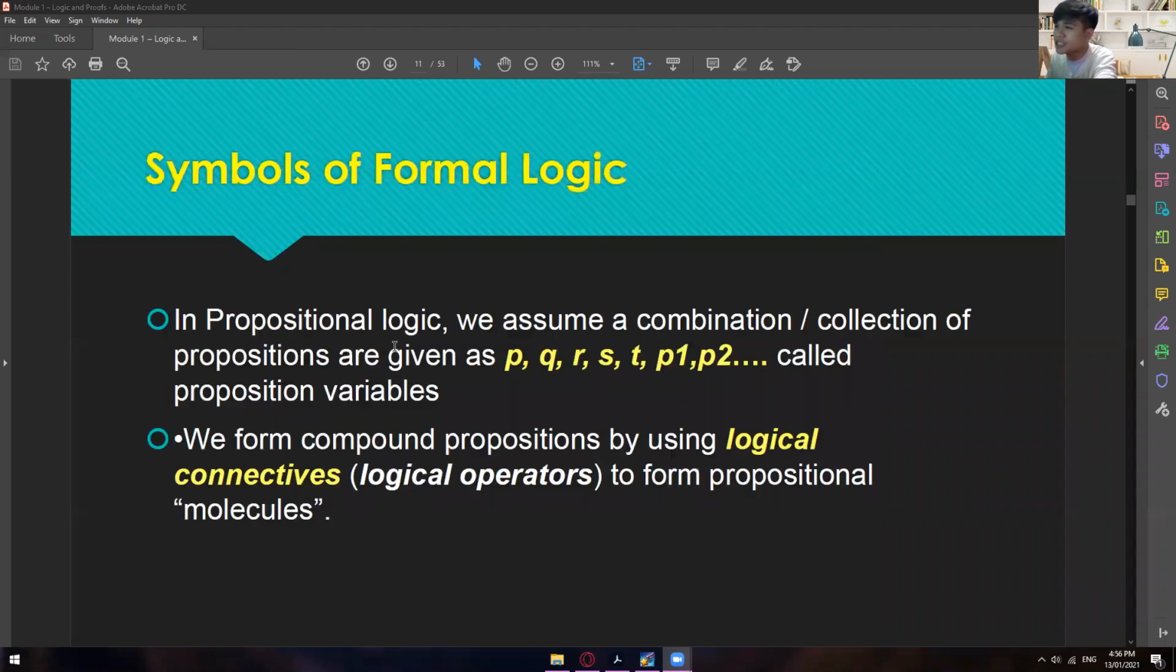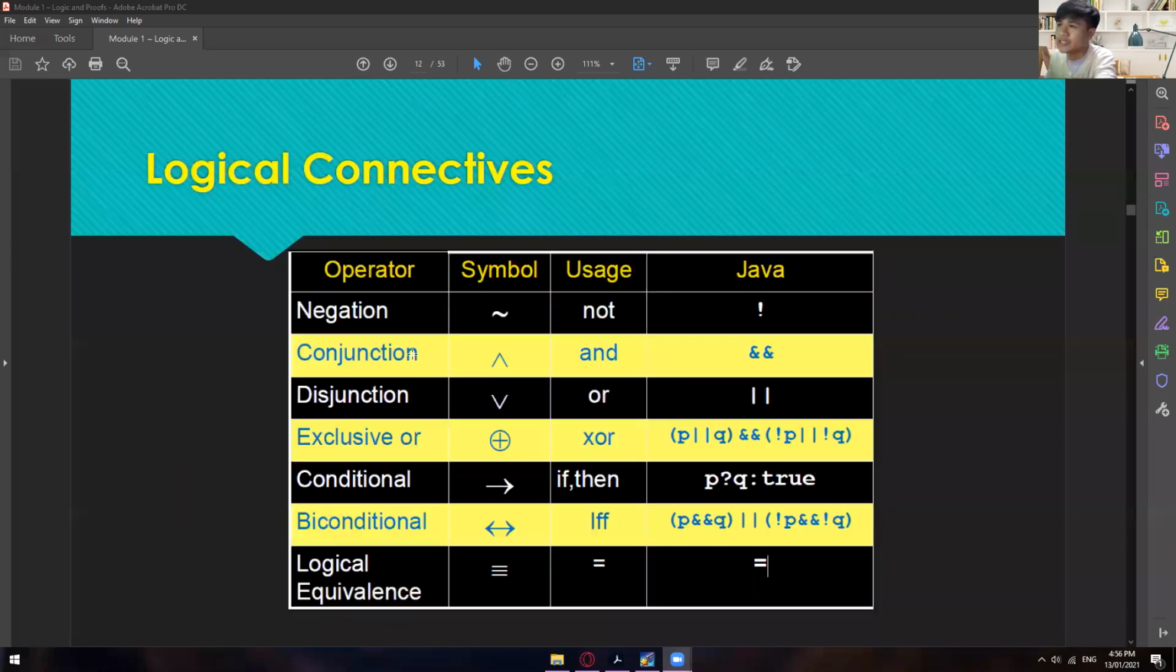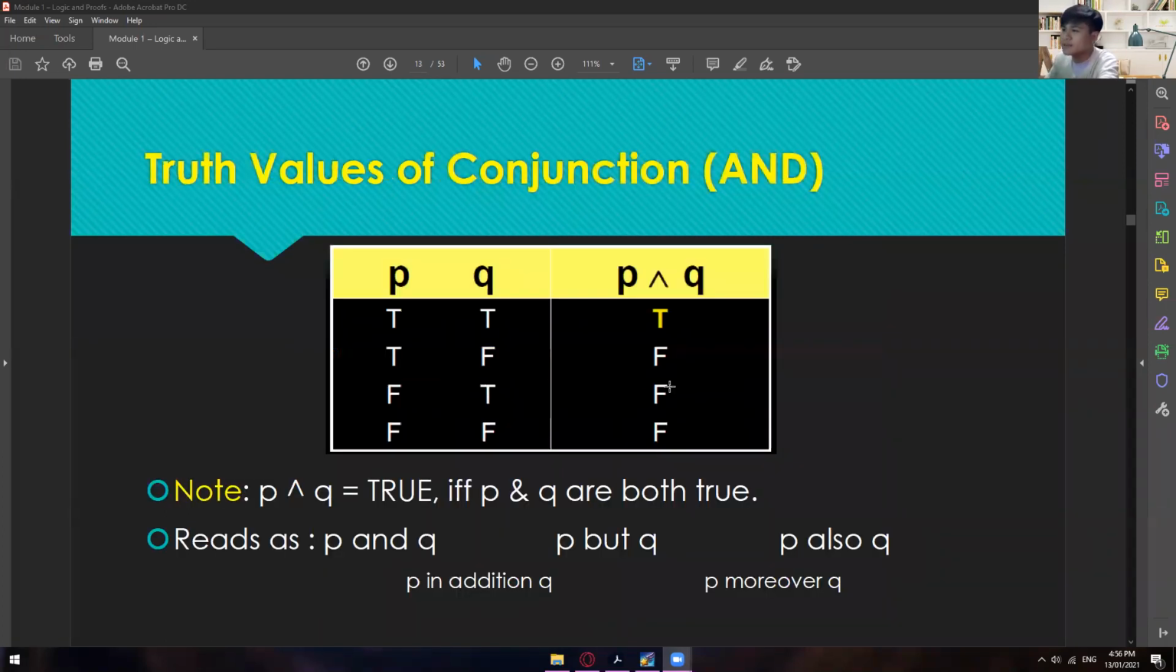So formal logic, symbols of formal logic, and then logical connectives. Madali nyo lang naman siya intindihan kapag inintindi nyo talaga. Since nagmamadali tayo sa oras, we have here the truth values of conjunction, which is AND. So ito sobrang dali lang. For the truth values of conjunction, as you can see, we only have one true as a result.